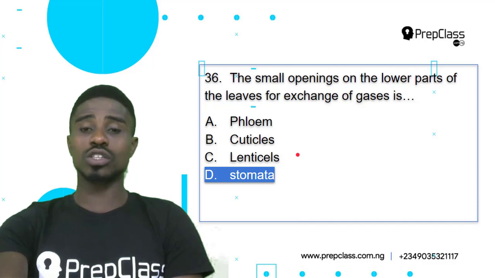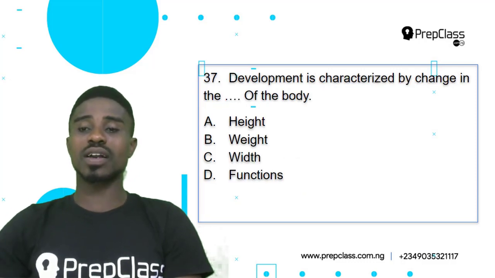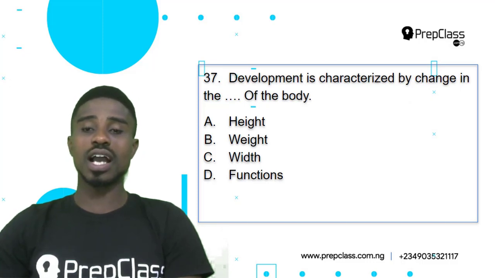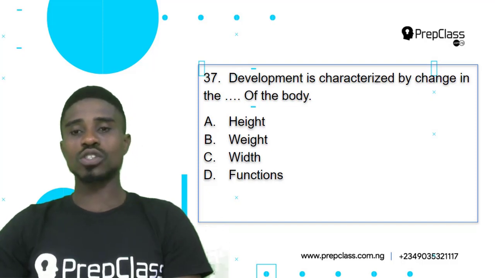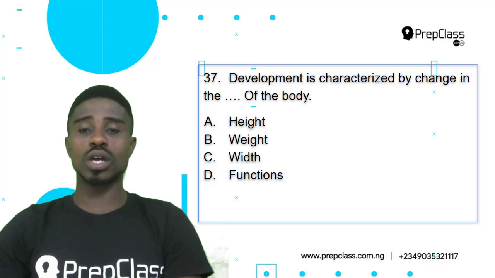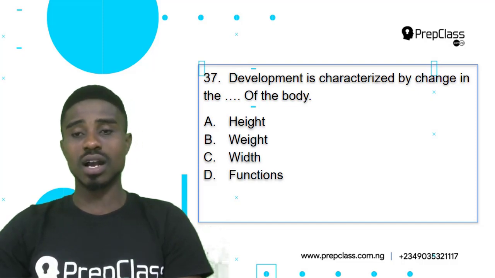Let's look at the next question. Question 37. Development is characterized by change in the dash of the body. A. Height, B. Weight, C. Width, D. Functions. For us to carefully select the correct answer, we need to analyze all of the options and see which one best answers our question.